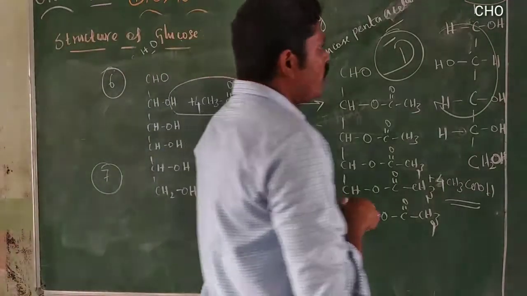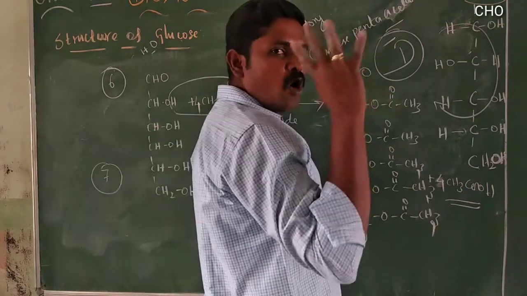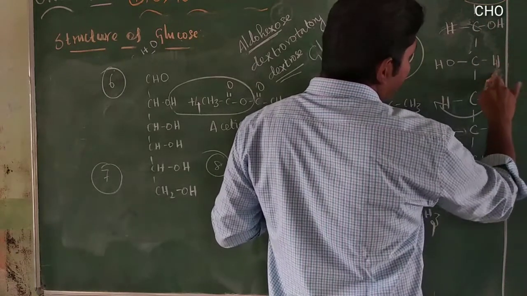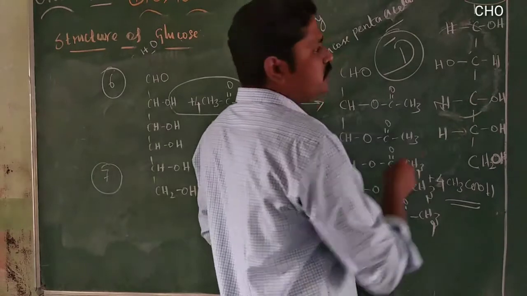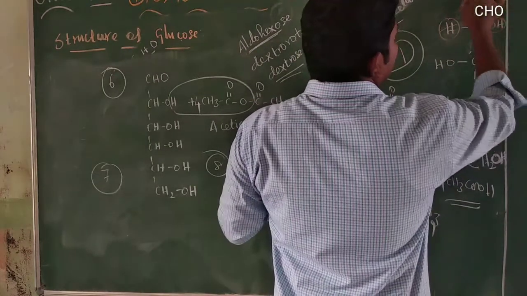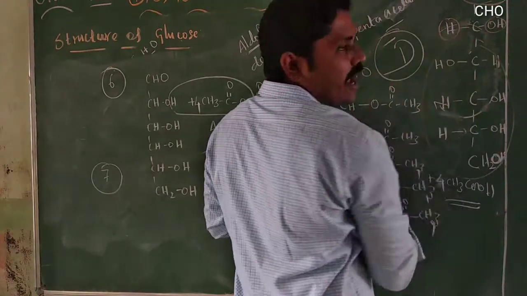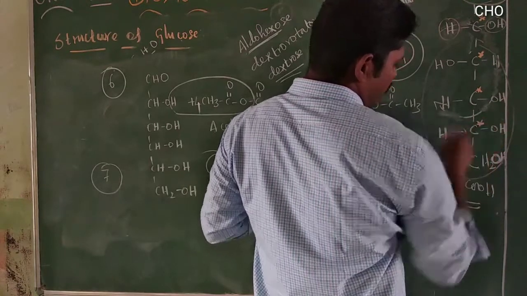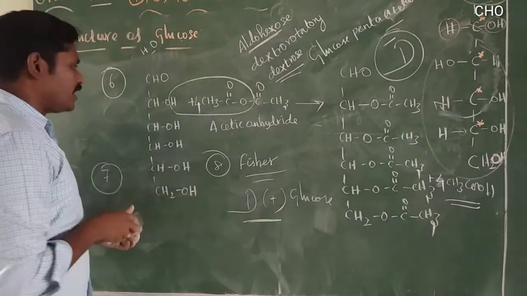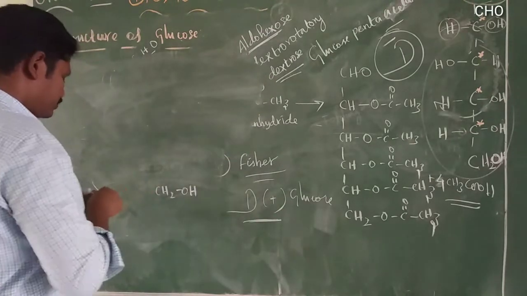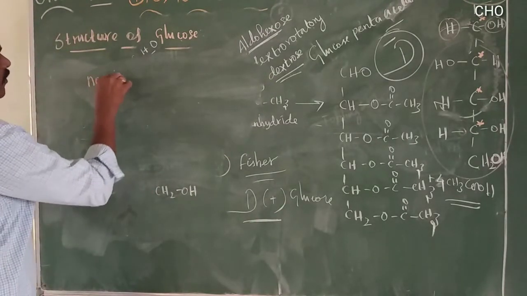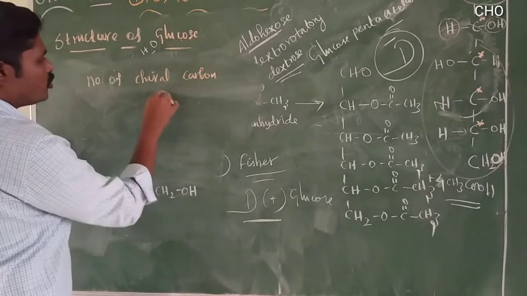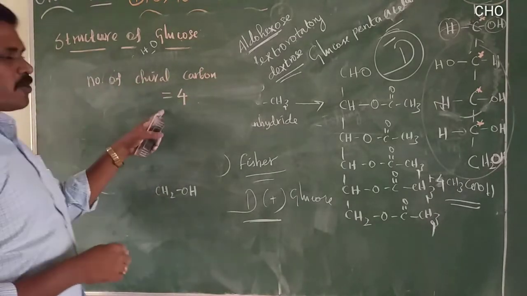The glucose contains 4 chiral carbons. Chiral carbon means a carbon bonded with 4 different atoms or groups, such as H, OH, CHO and others. So chiral carbon 2, chiral carbon 3, chiral carbon 4. The number of chiral carbons in glucose is 4.